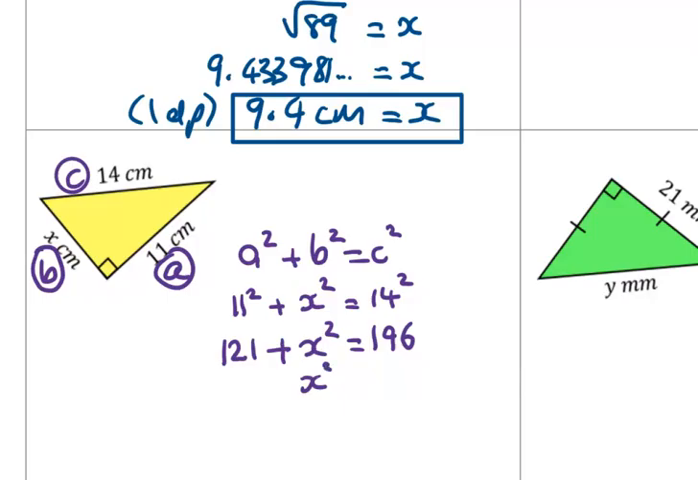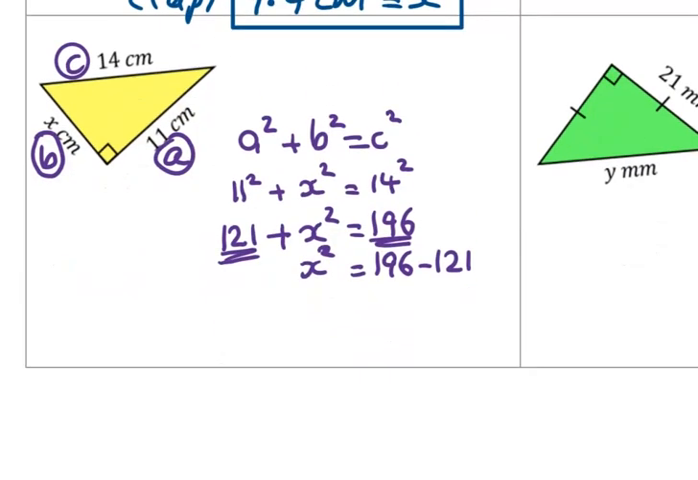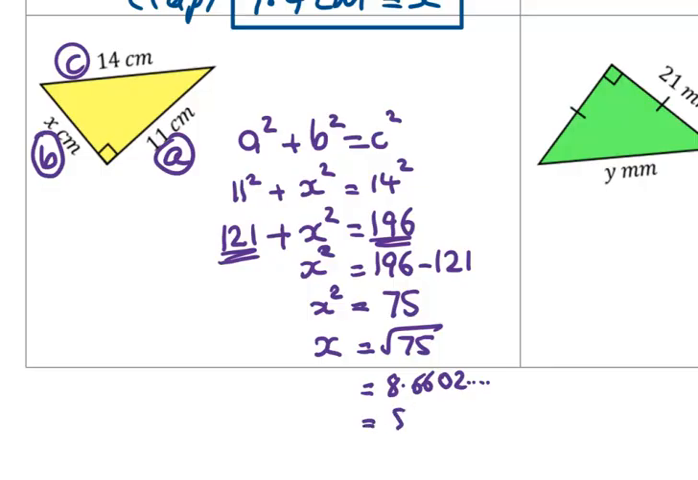So X squared is going to be equal to 196 minus 121. Right, I'm subtracting 121 from both sides. So that gives me an X squared value for that one of 75. Now I take the square root like I did before, so X is equal to the square root of 75, rounded to one decimal place. So that gives me 8.6602 and so on, and that's equal to 8.7 centimeters, rounded to one decimal place.